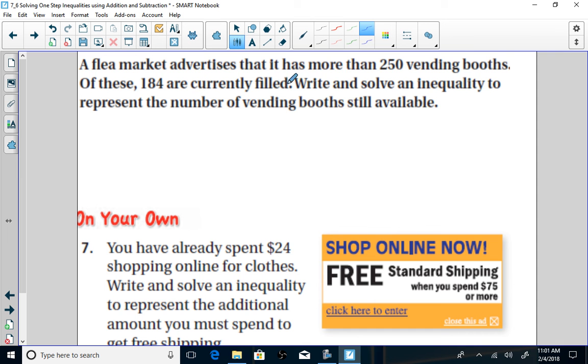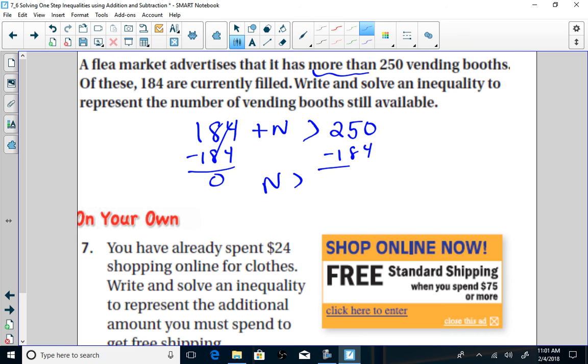A flea market advertises that it has more than 250 vending booths. Of these, 184 are currently filled. Write and solve an inequality to represent the number of vending booths still available. There are 184 vending booths being used. How many more are available if it has more than 250? Well, more than would have to be the greater than symbol, 250, right? More than is associated with greater than. Subtract 184, subtract 184, that's 0. N has to be greater than, if I take away 184 from 250, what's that, 66? Right? Should be 66. So there are more than 66 booths still available.